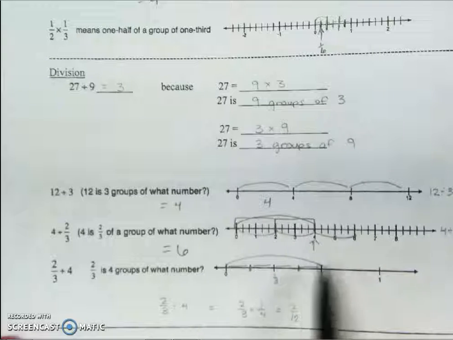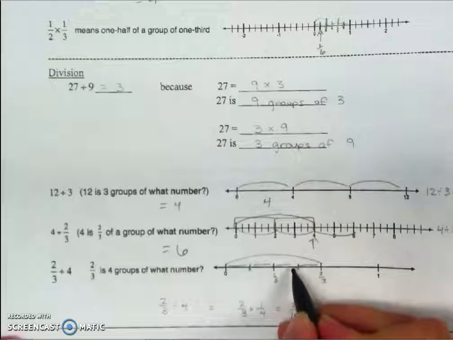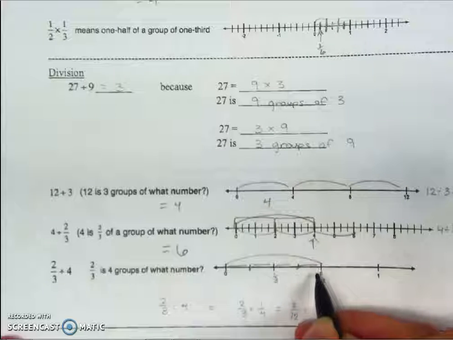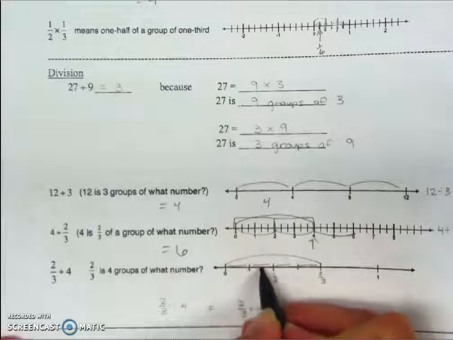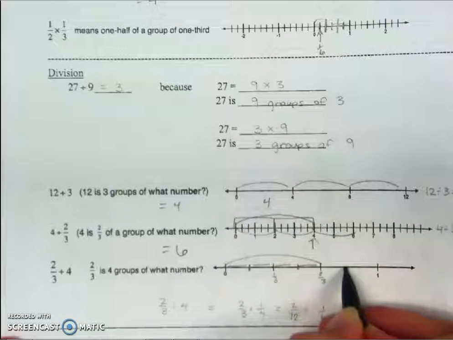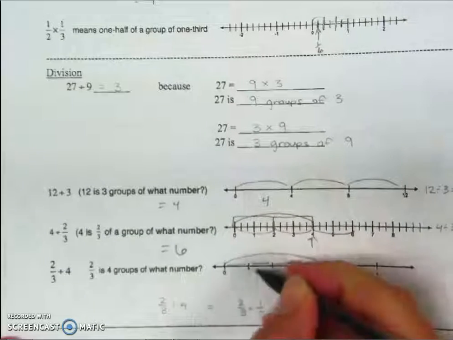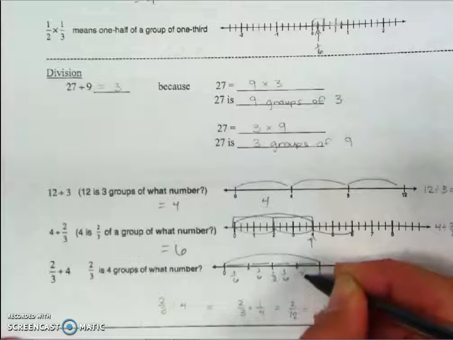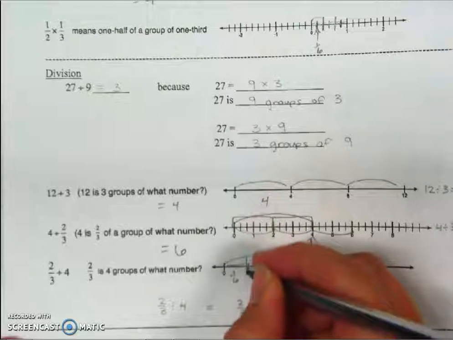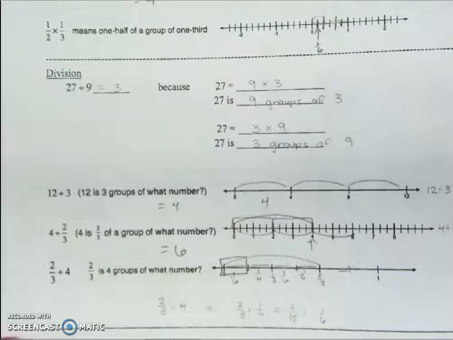And I know this is a little bit weird, but it's 4 groups of what number? Well, each of these would be half of a third, and so that's 1, 2, 3, 4, 5, 6. So each of these is 1/6. That's a 6, that's a 6, that's a 6, that's a 6. And one of those groups is 1/6. So that's how that works.